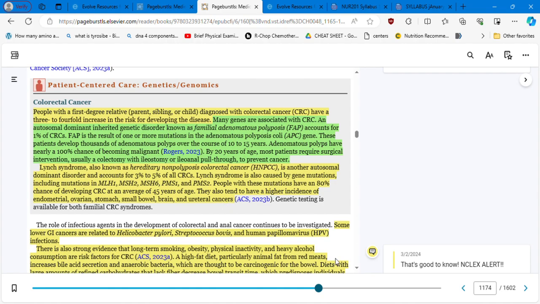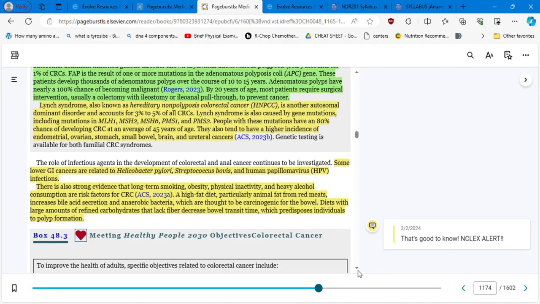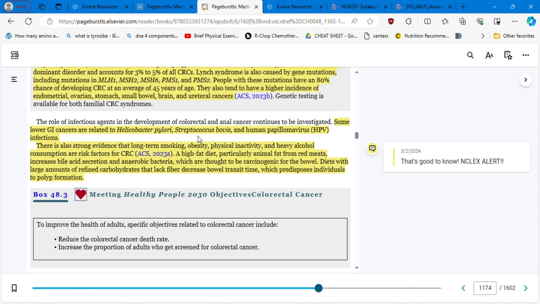Okay, so some lower GI cancers are related to Helicobacter pylori, which we studied in depth in the previous chapters, Streptococcus bovis, and human papilloma virus. There is also strong evidence that long-term smoking, obesity, physical inactivity, and heavy alcohol consumption are risk factors for CRC. We just mentioned that. Please, I want you to remember this. That's good to know. This is an NCLEX alert, especially smoking, obesity, physical inactivity, heavy alcohol. There you go. You have the three of them: smoking, obesity, alcohol.